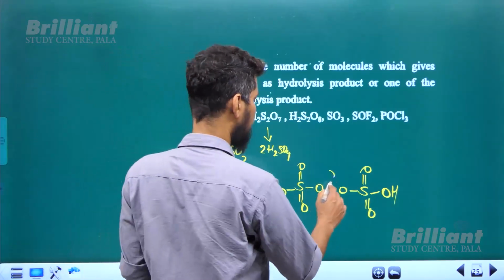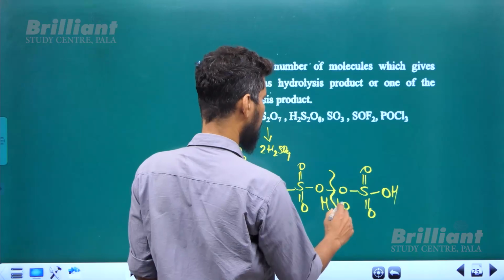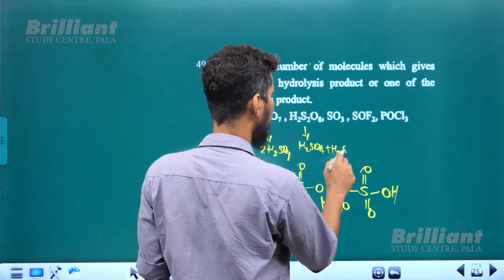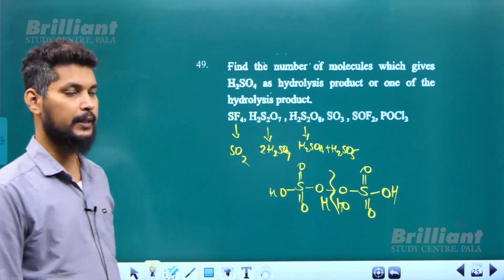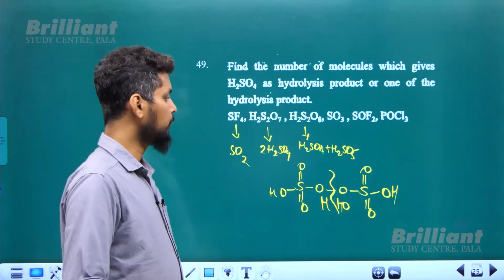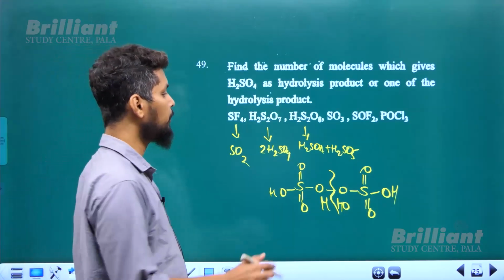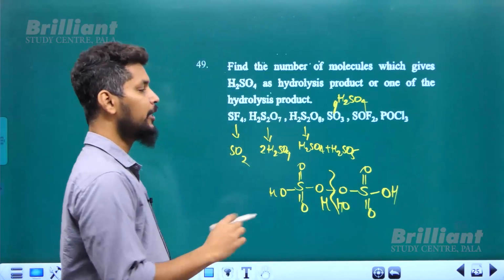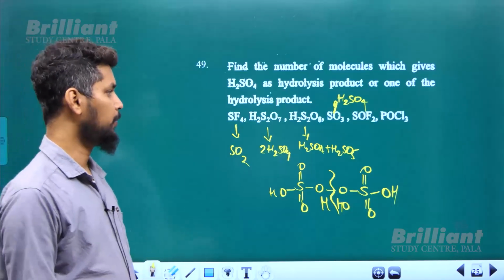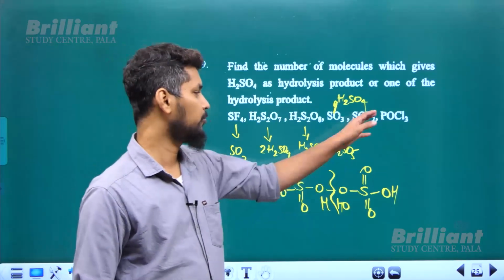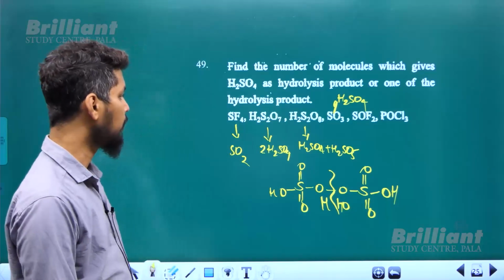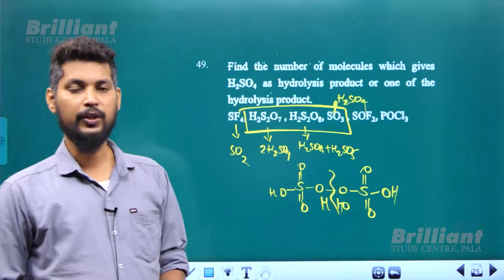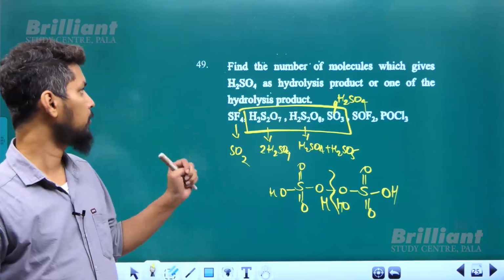If this is hydrolyzed, you'll get one molecule of H2SO4 and one molecule of H2SO5, sulfuric acid and Caro's acid. So that will also give one H2SO4. Next is SO3. SO3 plus H2O will give you H2SO4. And SOF2 will give you sulfur dioxide, and POCl3 won't give H2SO4 as one of the products. So these three will give you H2SO4 as one of the products in hydrolysis. The correct answer will be 3.